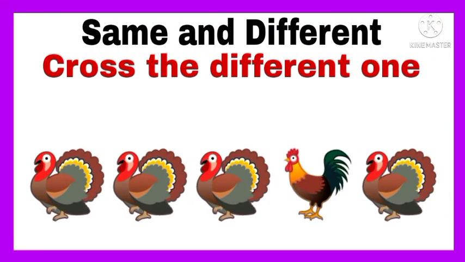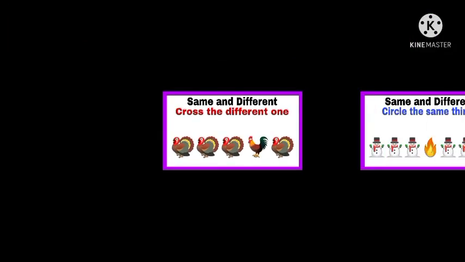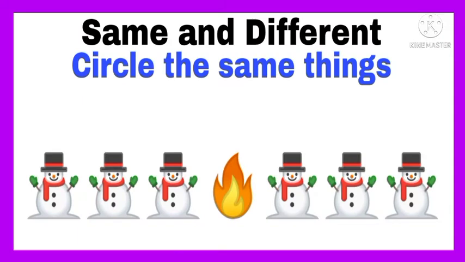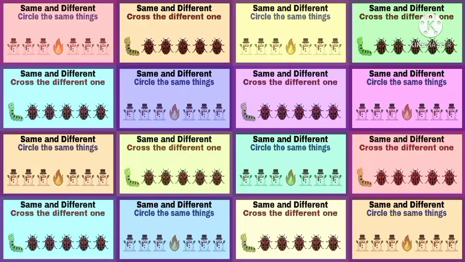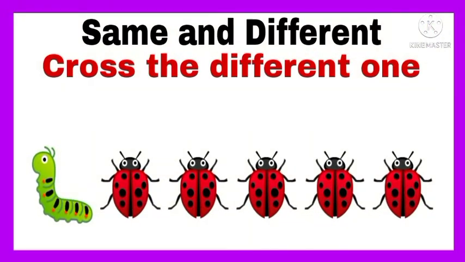Cross the object that is different one. So rooster is different object. Circle the same thing. Snowmen are same and the fire is different. Cross the object that is different, that is not match with the group.